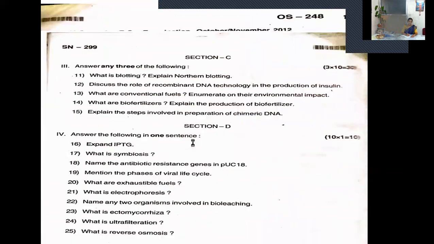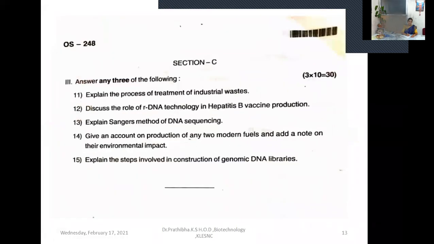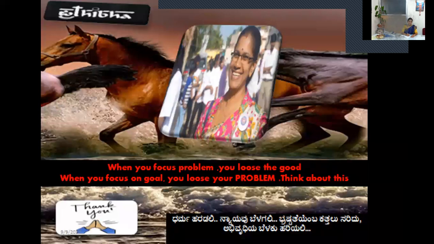So this is about the university question paper, paper 5, genetic engineering and environmental biotechnology.